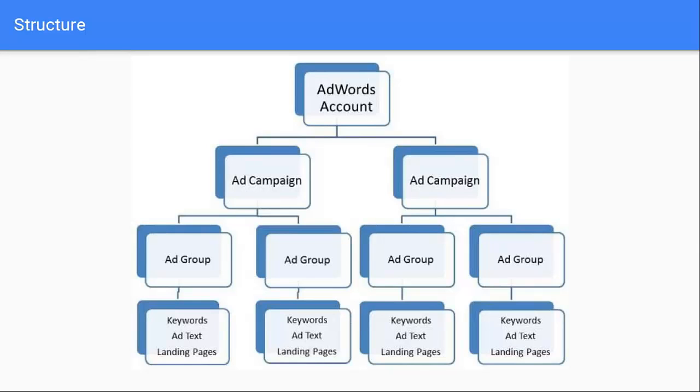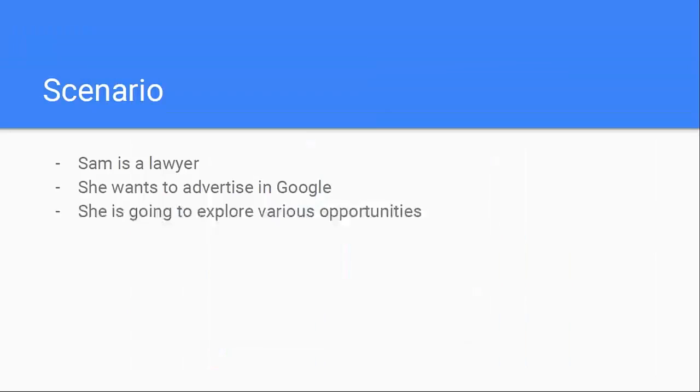So this AdWords account right at the top has multiple campaigns inside it. And an AdWords campaign has multiple ad groups in it. And each ad group has keywords and ad text. Ignore the landing page for right now. A landing page is right now integrated with the ad text itself. So the smallest unit is the ad group, which contains keywords and ads.